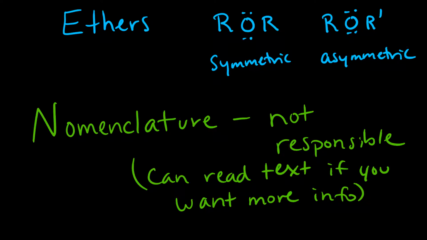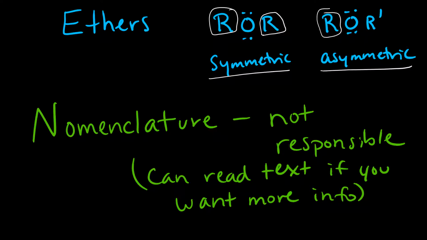Now we'll do a quick intro into the ether functional group. Ethers can either be symmetric or asymmetric, depending on if these R groups are the same or if the two R groups are different. As far as nomenclature goes, I'm not going to hold you accountable for this.